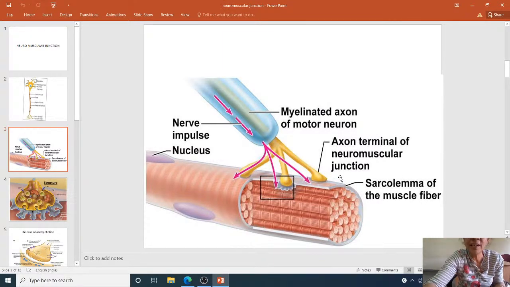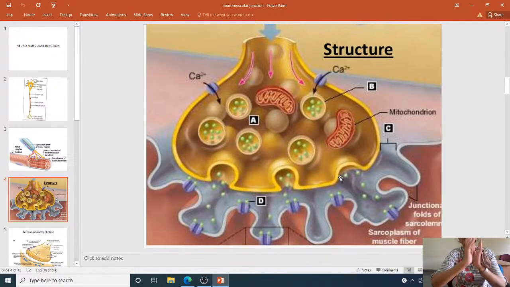Here in this rectangle you can see a motor end plate. A myelinated axon is losing its myelin sheath, and plenty of nerve branches have swellings. They are called synaptic knobs. Now this is only the terminal button, or the synaptic knob, or the end feet. They are all one and the same. We are only talking about the terminal button.